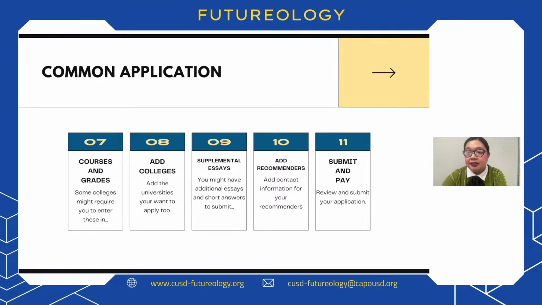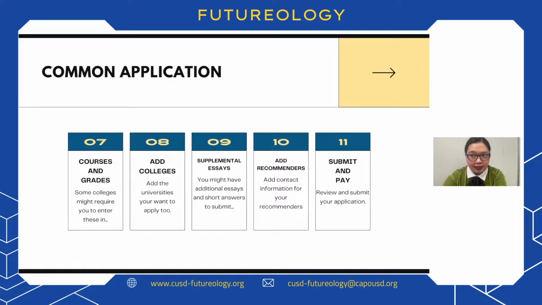Supplemental essays. Some colleges and universities will require an additional essay in addition to the Common App essay. So again, you always want to make sure to check the colleges on your college list that you want to apply to, as they may have an extra essay you would need to submit. In addition, you will also need to add in your recommenders. You'll need your counselor's information, you'll need their email addresses, and you also will need your teacher or any of your other recommenders' email addresses for this section.